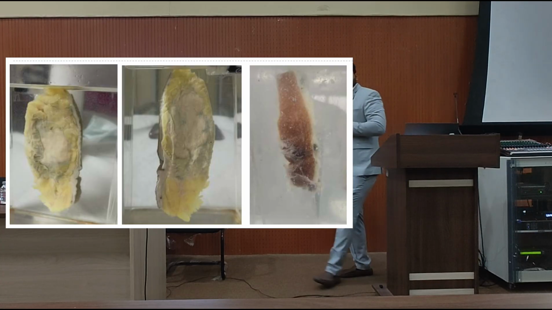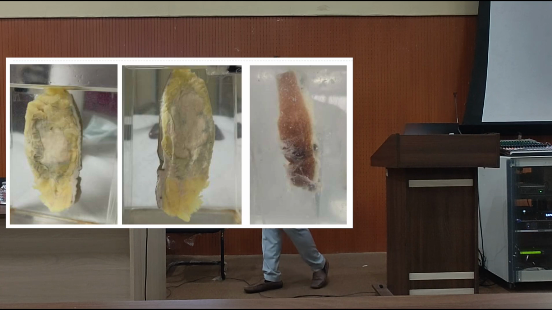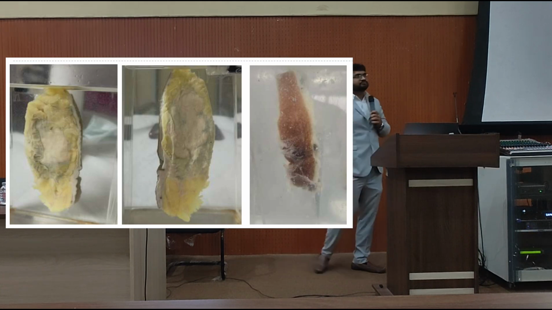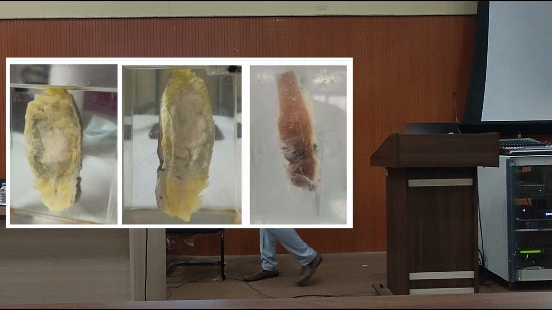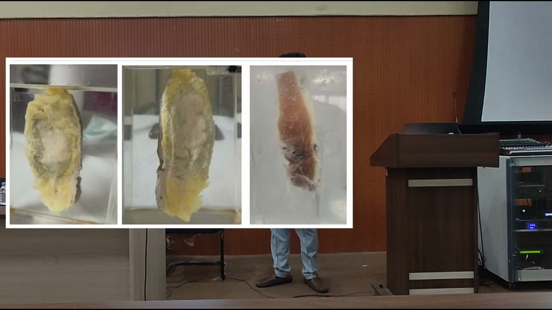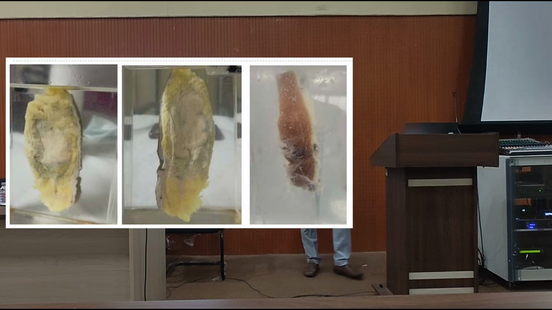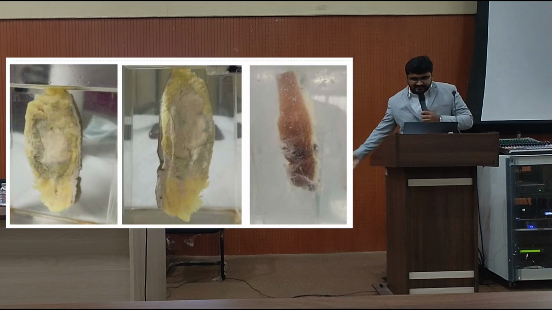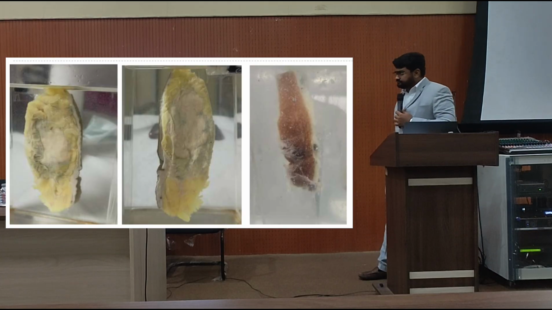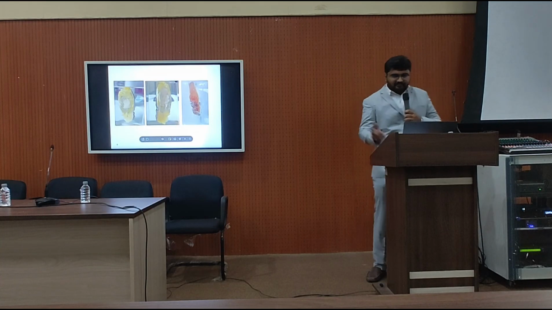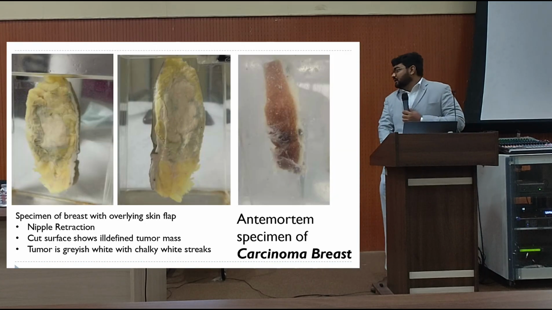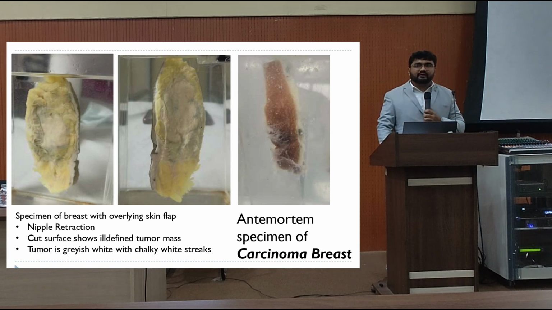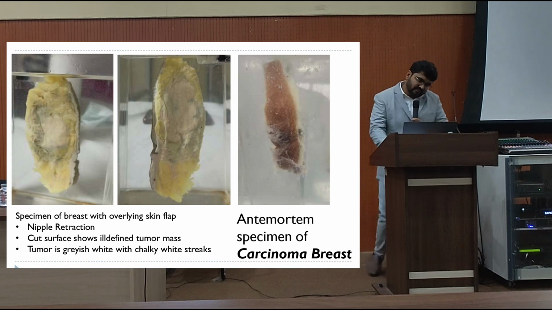What do you see? Is it just a plain specimen of breast? Antemortem, postmortem? Antemortem. But why do you think? Why was it removed? Do you see the white oval structure or growth which is there inside on the cut surface? Yes. Okay. It is a tumor, right? So the tumor is grayish, which can be seen very well, with chalky white streaks. What do you think? This is a specimen of carcinoma breast.